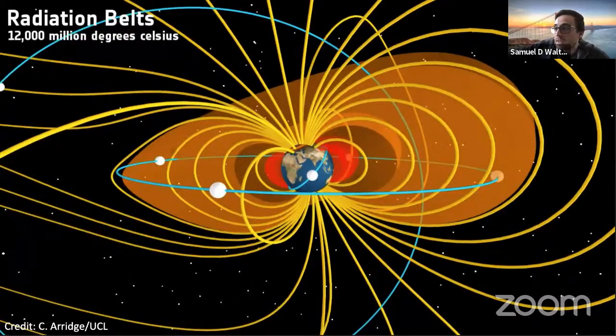But the thing is, you don't hear much about the inner belt because it's really stable. It doesn't vary that much at all. It's very predictable.